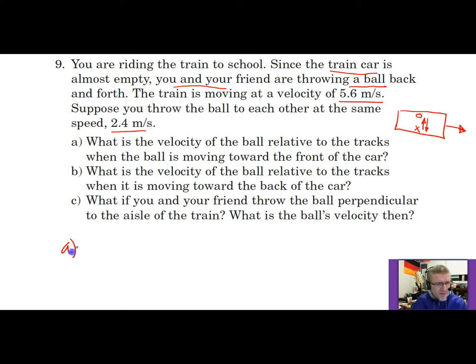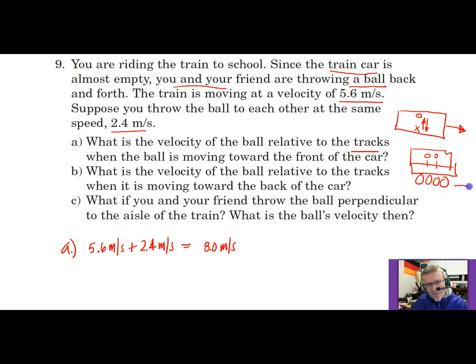So when you're moving towards the front of the car, question A, the train is moving at 5.6. If you throw it towards the front of the car, you're adding the velocity, 2.4 meters per second. So that's going to be 8.0 meters per second. That is what it looks like relative to the track. So here's the train with windows, and here's me sitting in the train and my buddy. If the train is moving this way, then if I'm standing here, I'm going to see that ball moving much faster than just the train, and definitely faster than just them throwing it. So it's got to be the sum of the two.